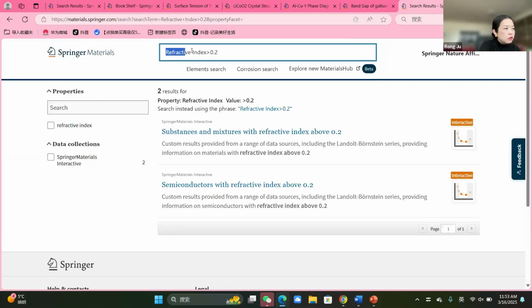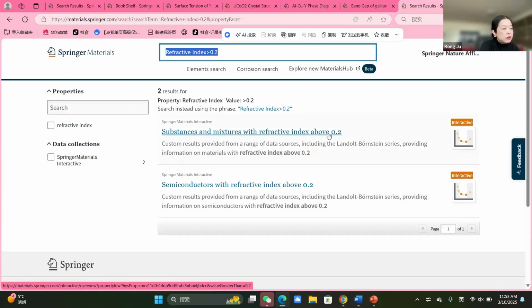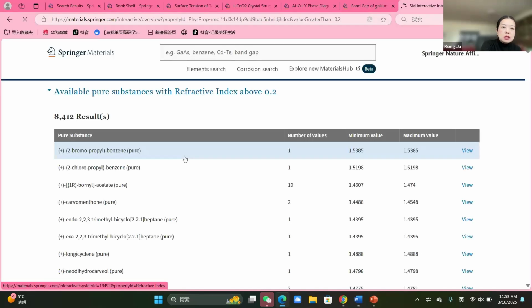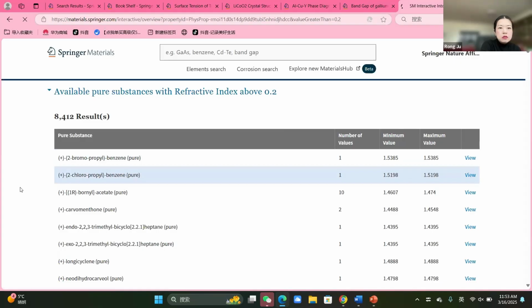So we search. You enter this formula equation here. Then we will provide you with two lists. One is all the substances and mixtures with a refractive index above 0.2. The other is semiconductors that meet such a requirement. So here we click on the link. It will take us to the results. In this platform, we cover over 8,000 materials or substances whose refractive index is above 0.2. And for semiconductors, we have about 50 of them.